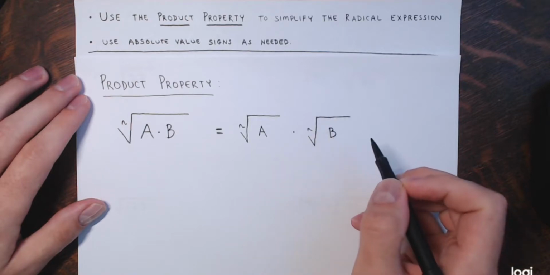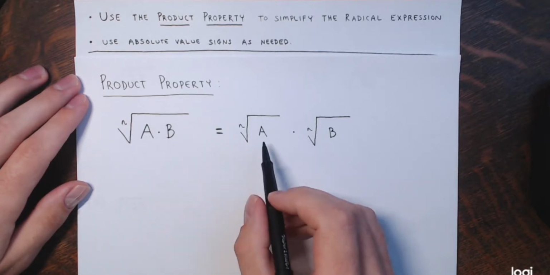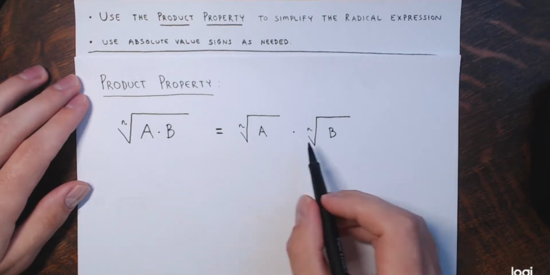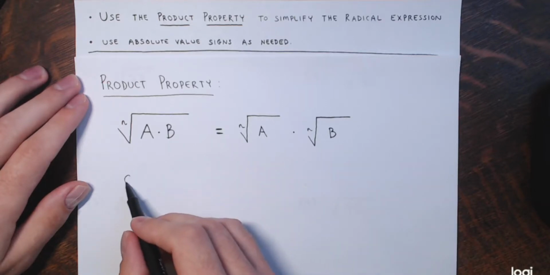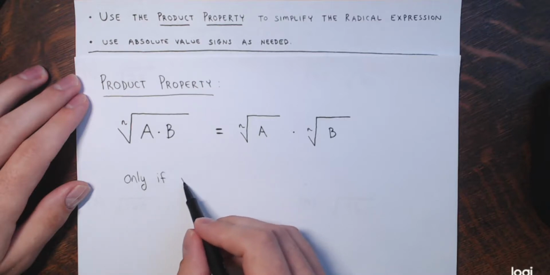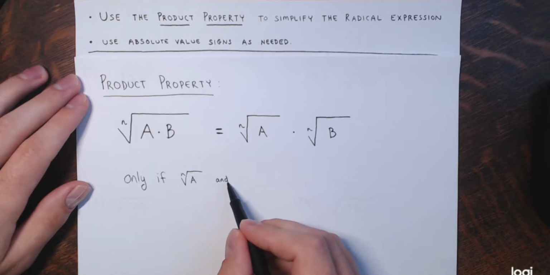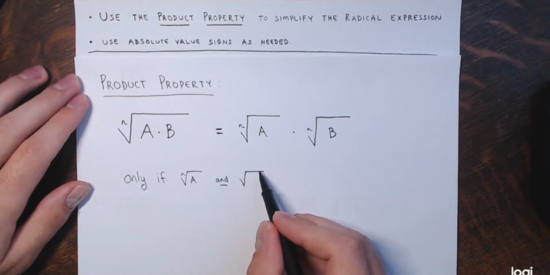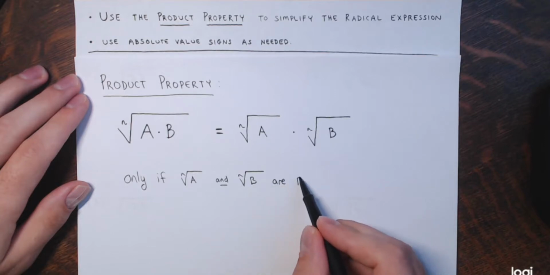Now, this property only holds if the nth root of A and the nth root of B are real numbers. So this is only working if the nth root of A and the nth root of B are real numbers.